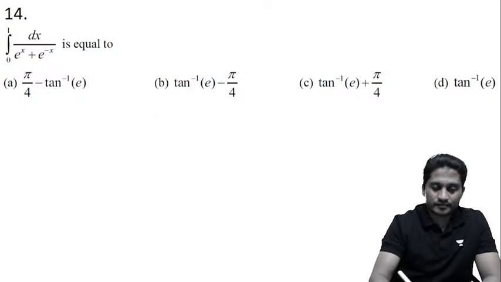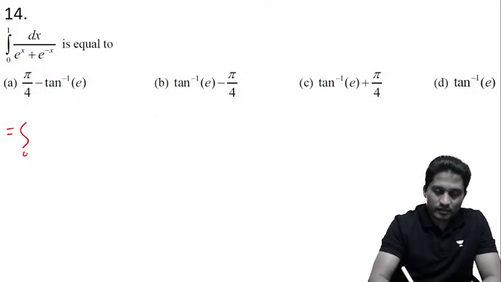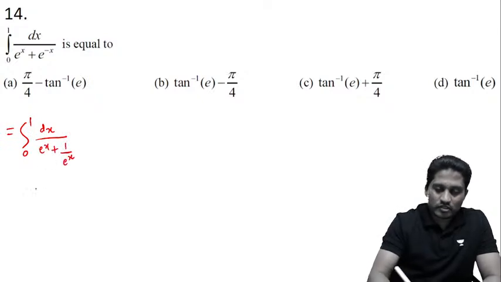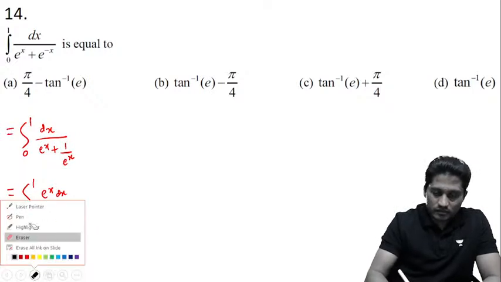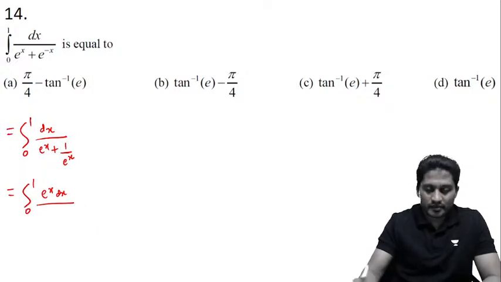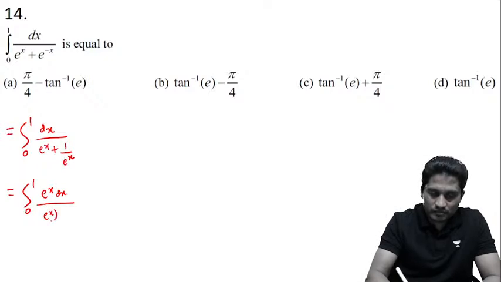Okay, integral from 0 to 1 of dx divided by e^x plus 1 by e^x. I cross multiply and shift to the numerator. This is integral from 0 to 1 of e^x dx divided by (e^x)^2 plus 1.